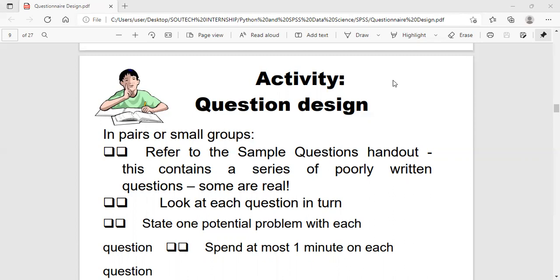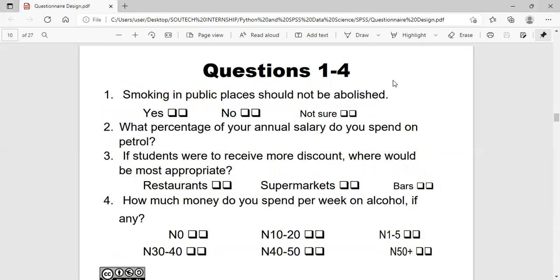So I'm going to ask this question. I'm going to give you 30 seconds to think about it. Yeah, 30 whole seconds to think about it. And then I'm going to join you and answer it. So, are we ready? Because I am ready. Ready when you are. Okay, let's go. Smoking in public places should not be abolished. What do you think is wrong with this question?